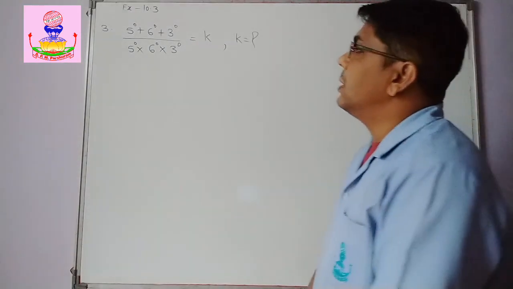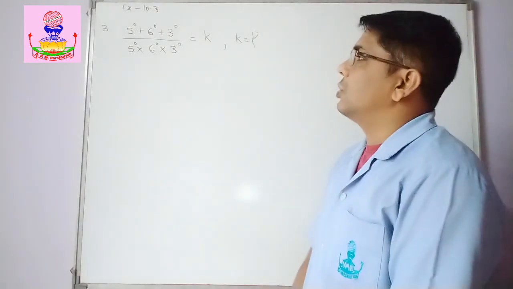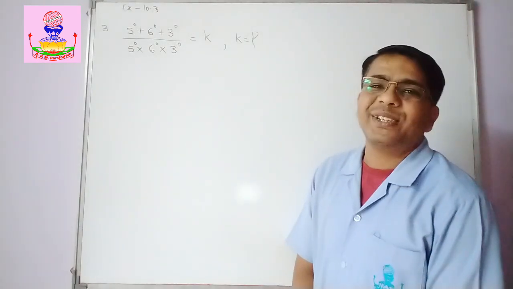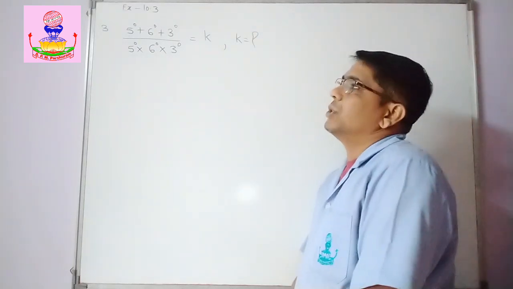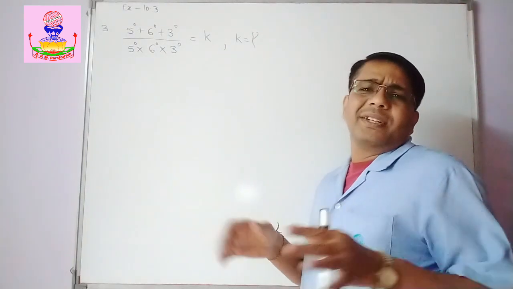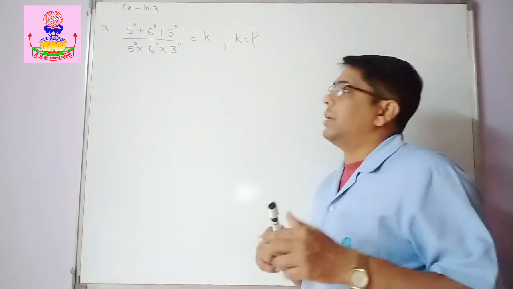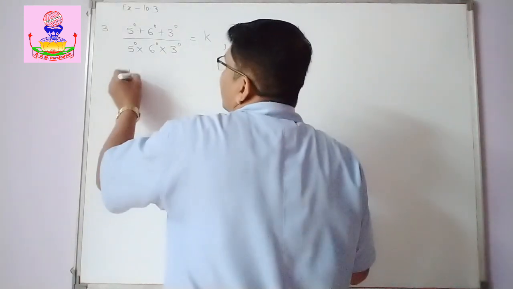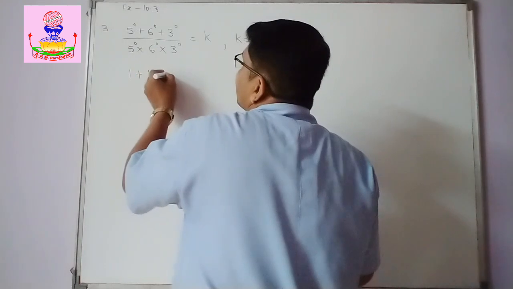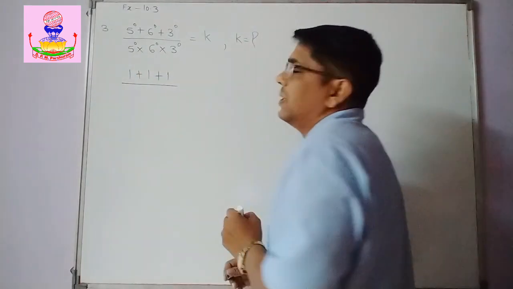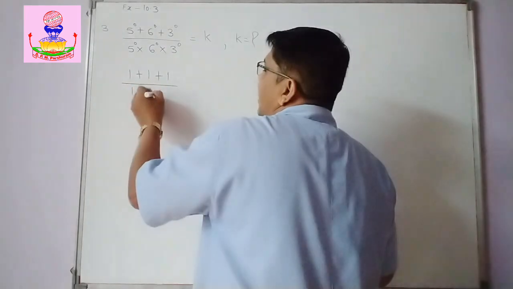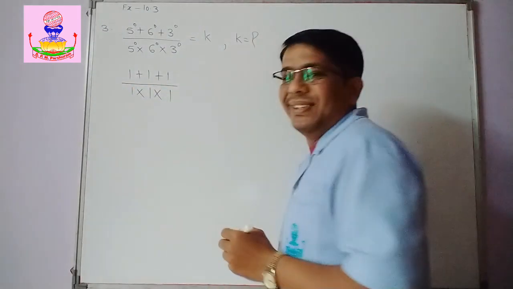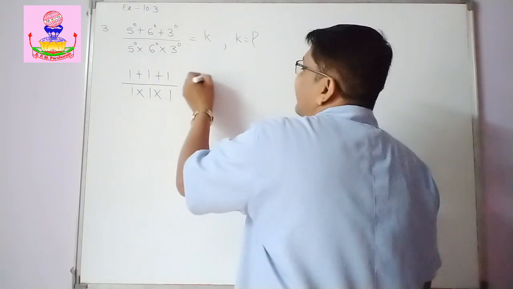Now see, third example: 5 raised to 0 plus 6 raised to 0 plus 3 raised to 0 upon 5 raised to 0 into 6 raised to 0 into 3 raised to 0 is equal to k. Not that difficult. I know that a raised to 0 is equal to 1. So 5 raised to 0, 1. 6 raised to 0, 1. 3 raised to 0, 1. So 1 plus 1 plus 1. Again here, 5 raised to 0, 1 into 6 raised to 0, 1 into 3 raised to 0, 1. So 1 plus 1 plus 1, 3.